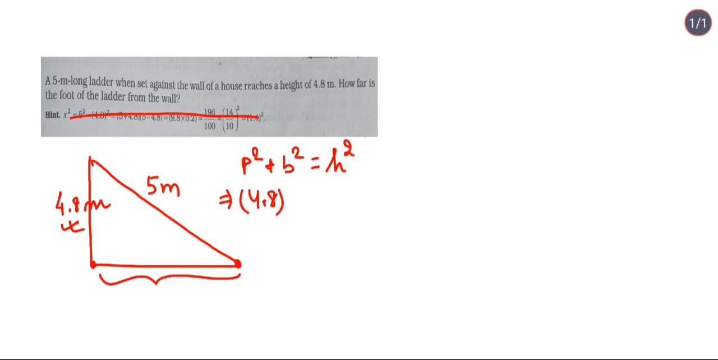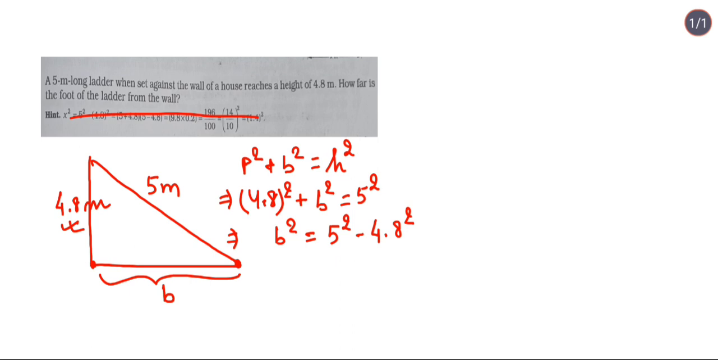So it is 4.8 whole square, and let us consider the length from the foot of the ladder to the foot of the wall as small b. So this b square plus 4.8 square is equal to the hypotenuse square, which is 5 square. So here we can write it as b square is equal to 5 square minus 4.8 whole square. Students, we can simply solve it as 5 square is 25 minus 4.8 square, and after solving it you will get the answer.